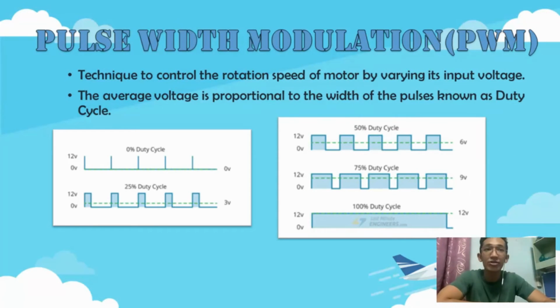It is a technique to control the rotation speed of a motor by varying its input voltage. The average voltage is proportional to the width of the pulse, known as the duty cycle. So the higher the duty cycle, the greater the average voltage applied to the DC motor, which gives higher speed, as shown in the figure below.